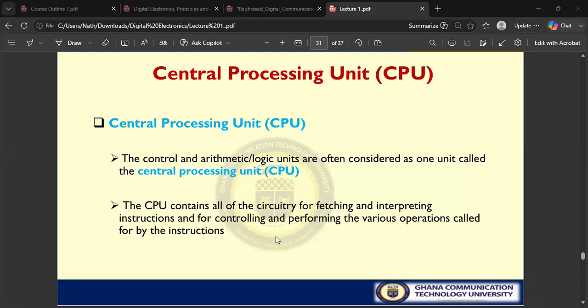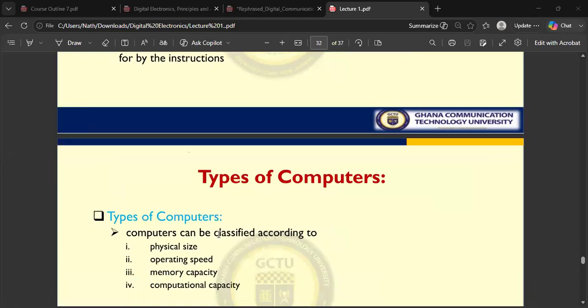So the CPU contains all the circuitry for fetching and interpreting instructions and for controlling and performing the various operations called for by the instructions, right? This is what the CPU does. Then our next topic will be types of computers, right?